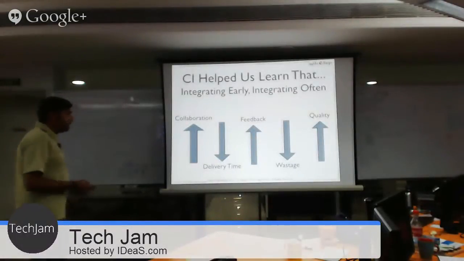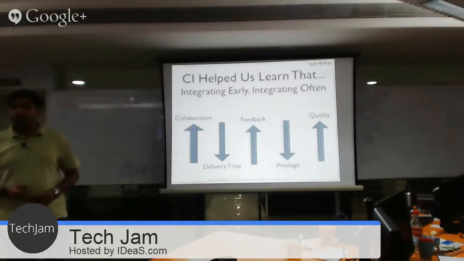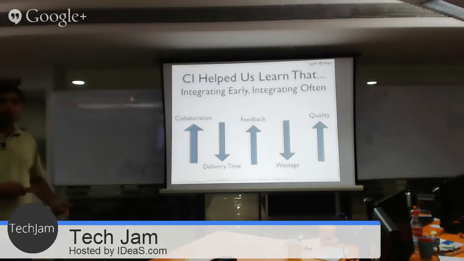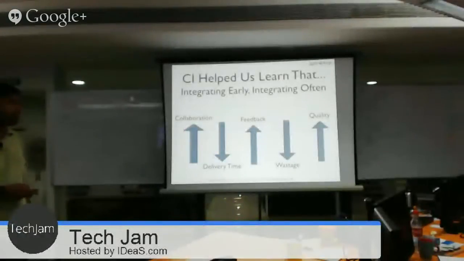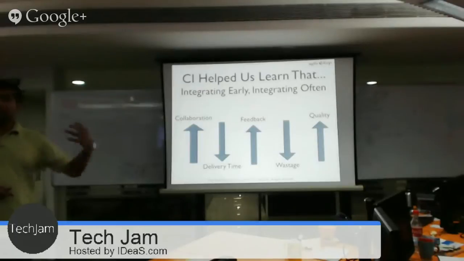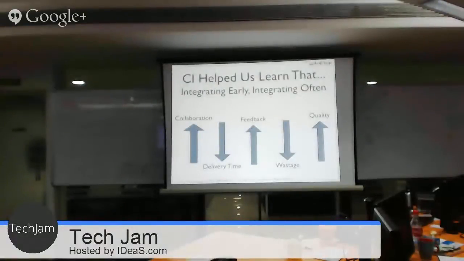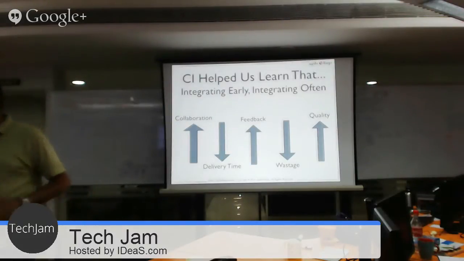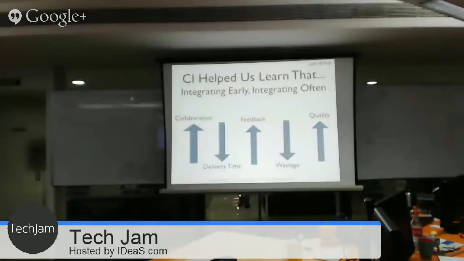The delivery time went down because we didn't have last minute surprises. We didn't have to do things like that. So delivery time went down. People were checking in code more frequently, so they were getting more feedback faster. The wastage in terms of time spent trying to figure out who broke what, when, what happened, all of those things went down. And that led to an overall improvement in the quality. So this is fantastic, right? I mean, we saw this. This is now a de facto practice in every team. So we are now not in the Stone Age.